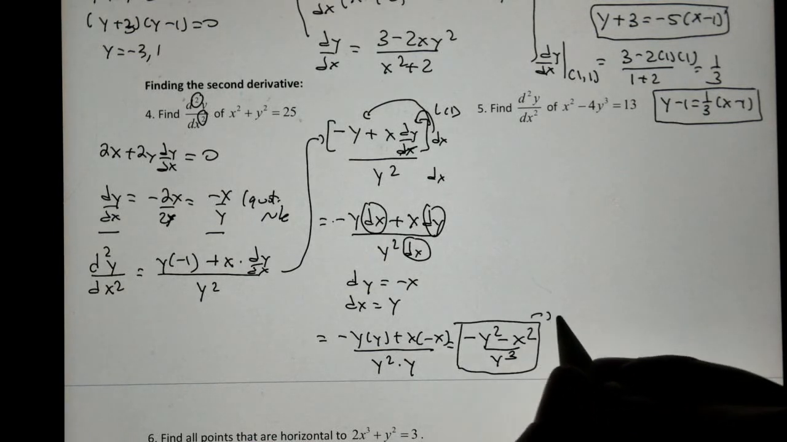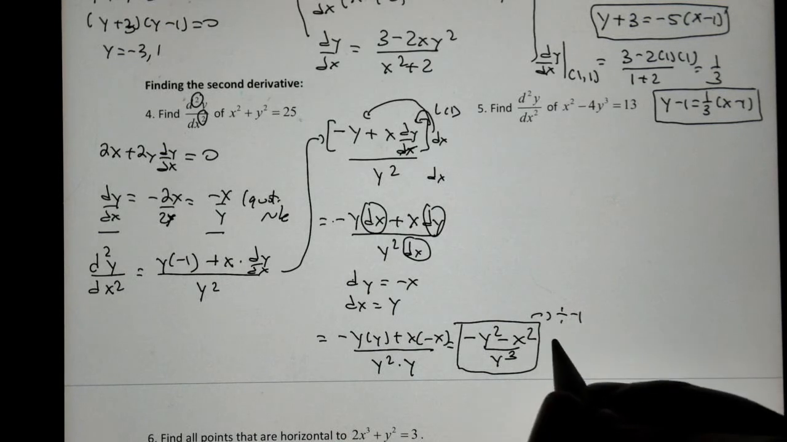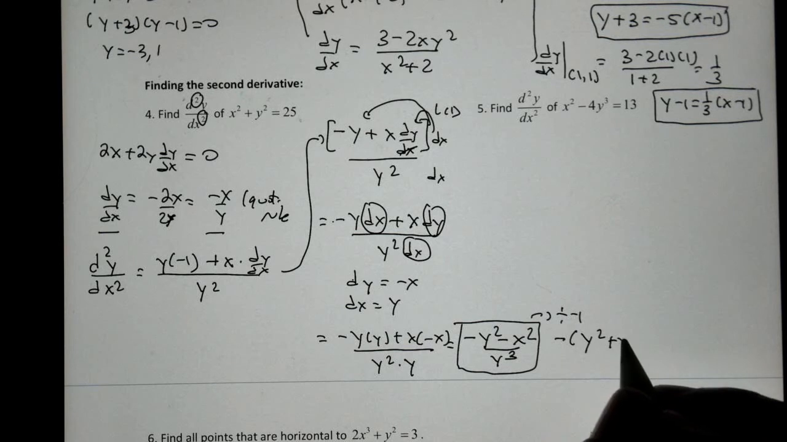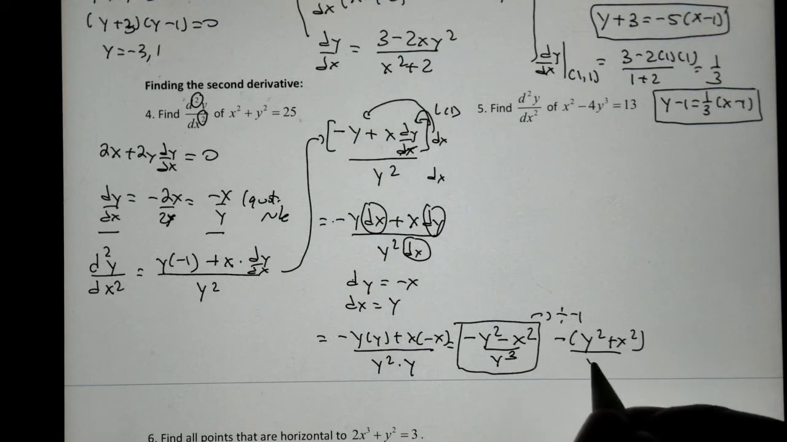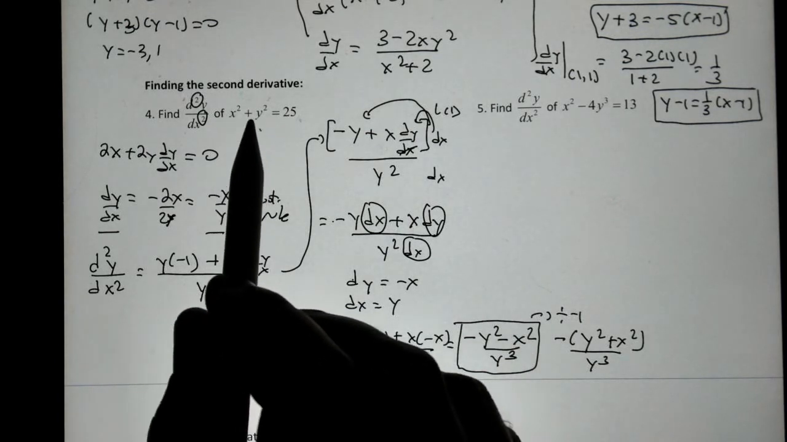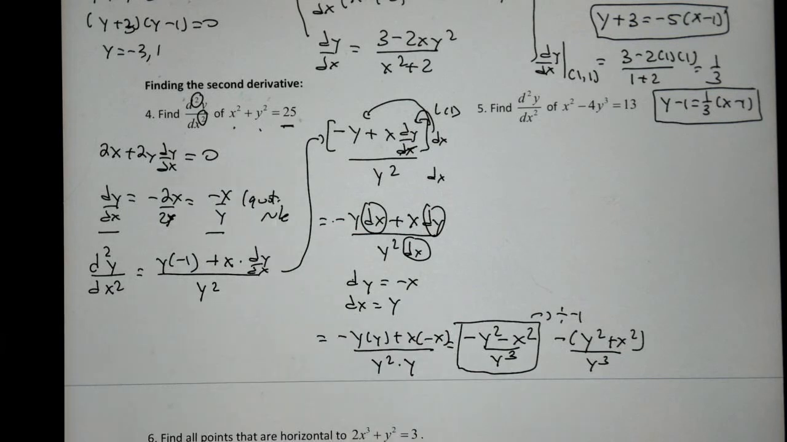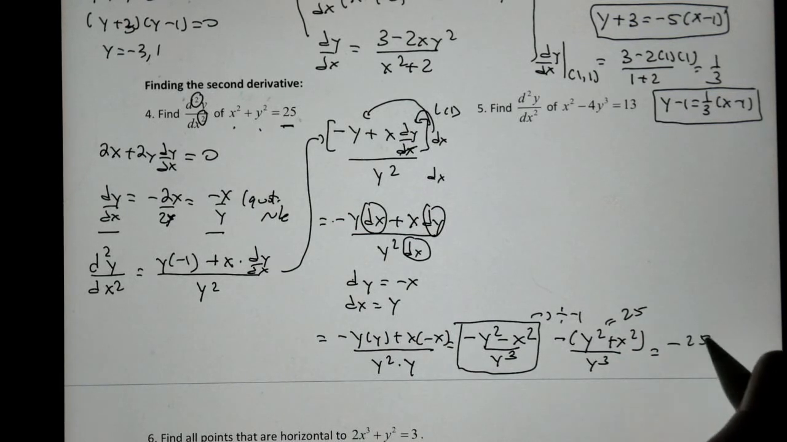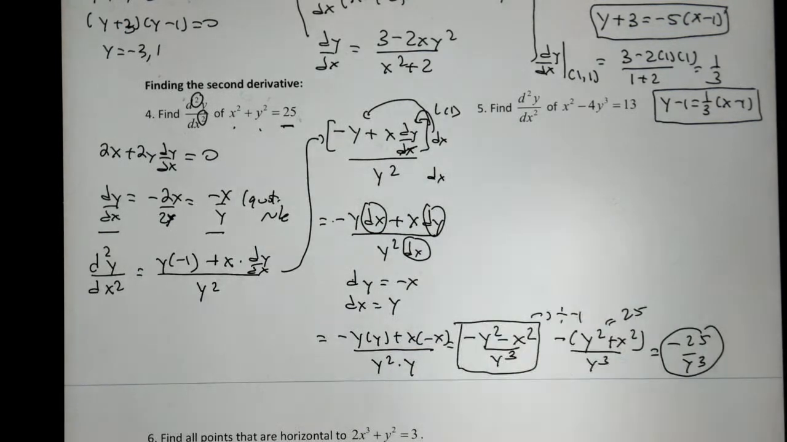Or I can factor out a negative 1. And watch what happens when I do that. I get y squared plus x squared over y cubed. And you might be like, yo, why are you doing that, Teach? Well, take a look here. What is y squared plus x squared equal to? Just 25. So this top here is just 25. So it's just negative 25 over y cubed. And there's our answer. They pretty much always work out very nicely that way. All right.